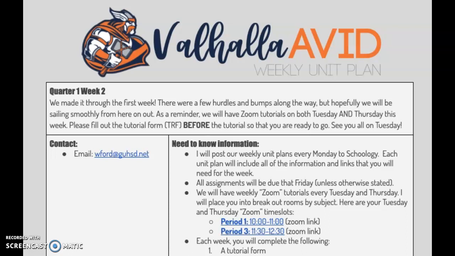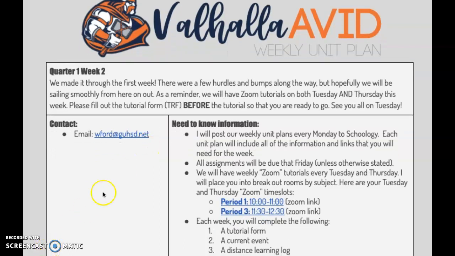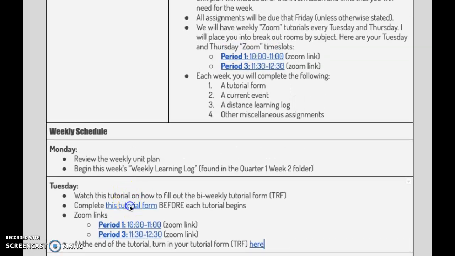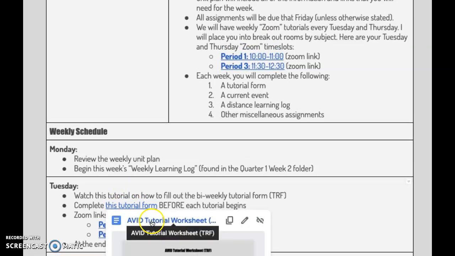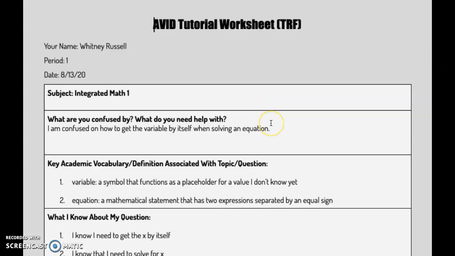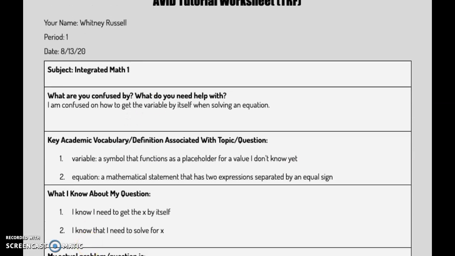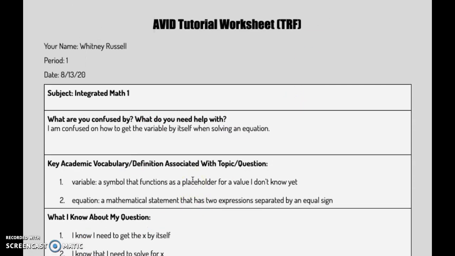Now in your weekly unit plan, this is our Q1 Week 2 weekly unit plan, you are going to scroll down and underneath Tuesday, you are going to find the link to your tutorial form. Here it is right here. You're going to click on that link and it's going to open up your tutorial form, which looks something like this. Now you'll notice that I already filled it out as an example of how I could fill it out if I were going to do this for a tutorial.